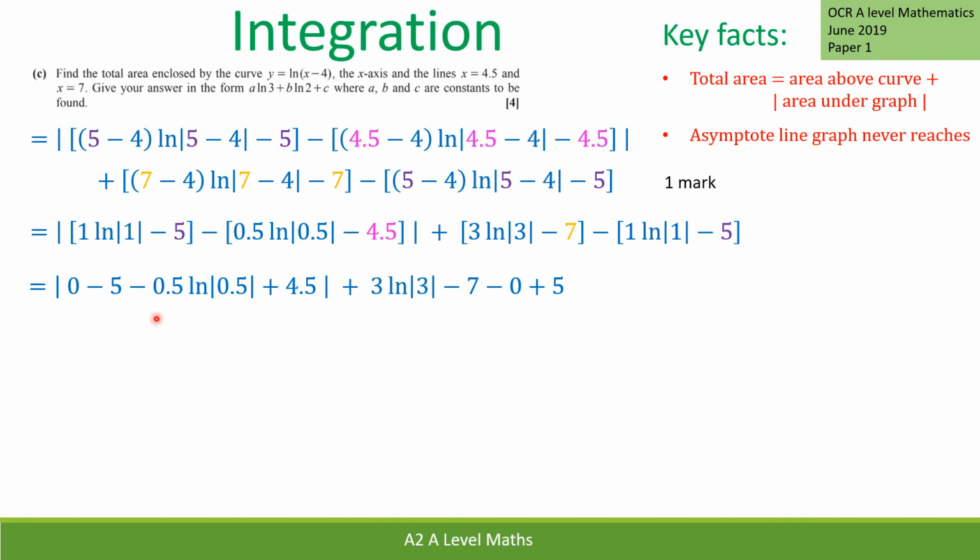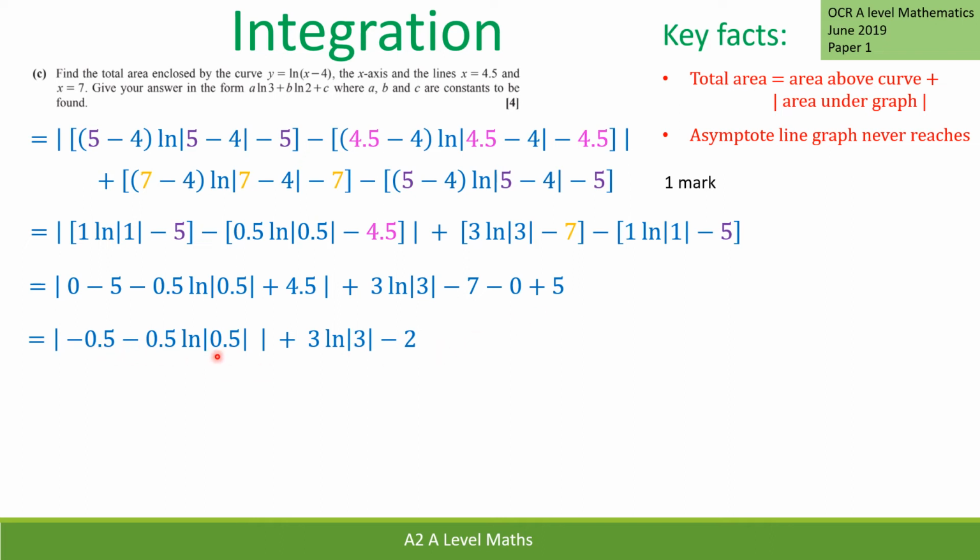So from here, we now need to look at putting the terms together. So I've got negative 5 plus 4.5, which is going to give me minus 0.5. The minus 0.5 ln 0.5 just stays put. The 3 ln 3 is the same, and then I've got negative 7 plus 5 is negative 2.